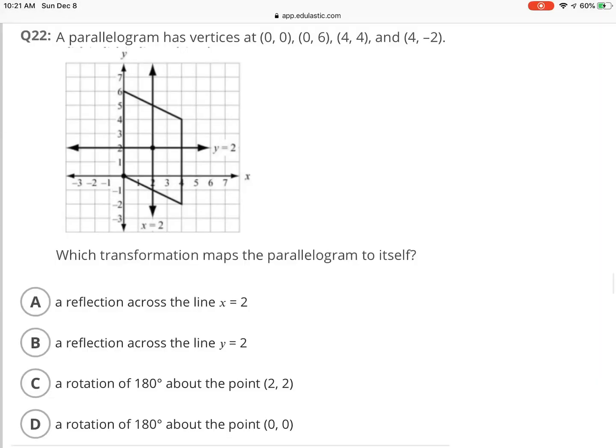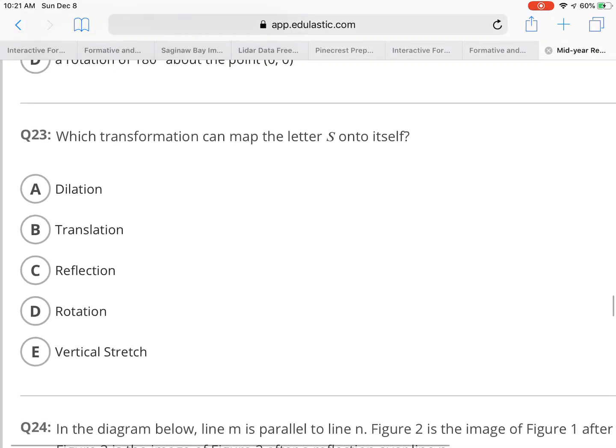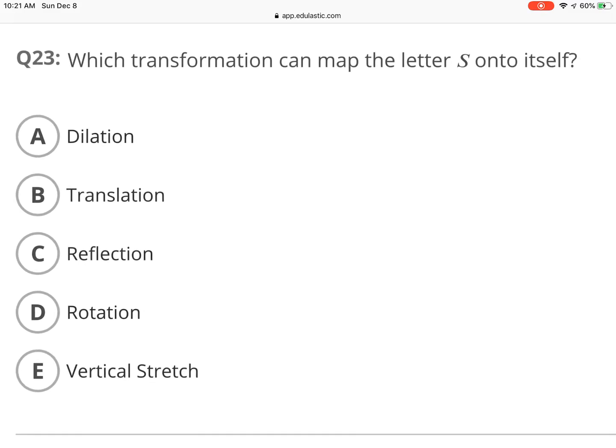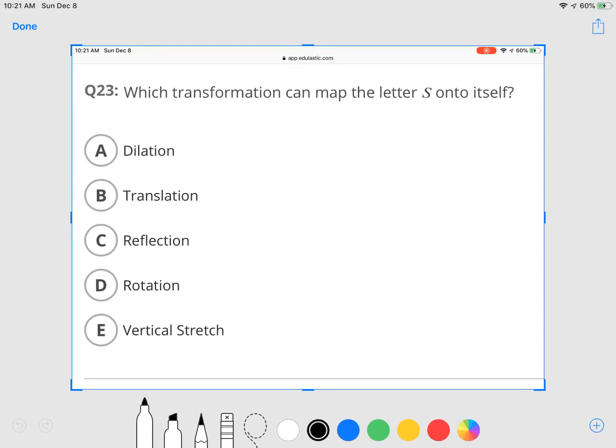Okay, done, delete. 23. Which transformation can map the letter S onto itself? Okay, so here's the letter S. That's pretty bad. Try it a little bit more symmetrical.